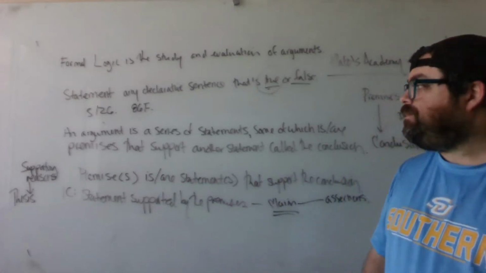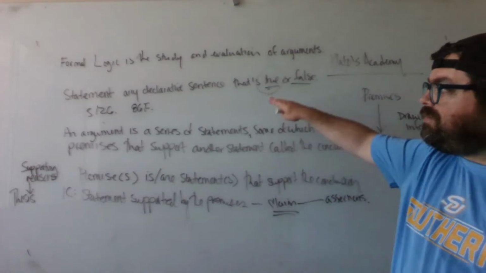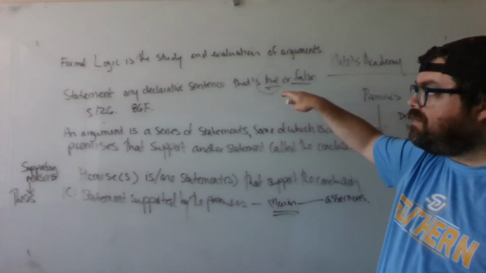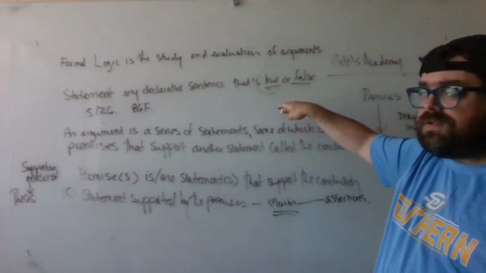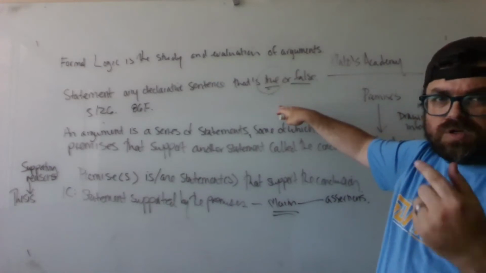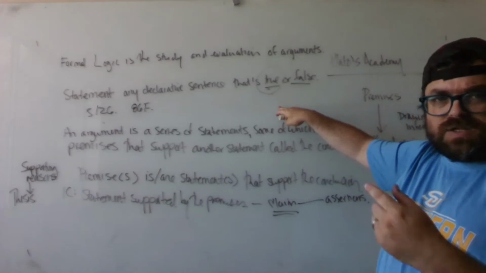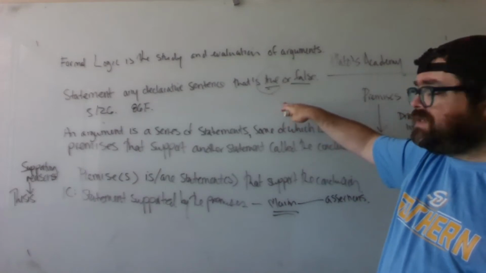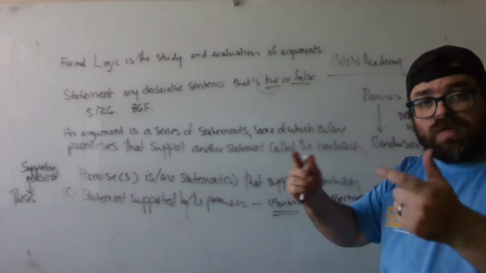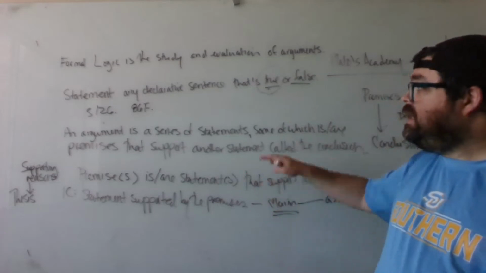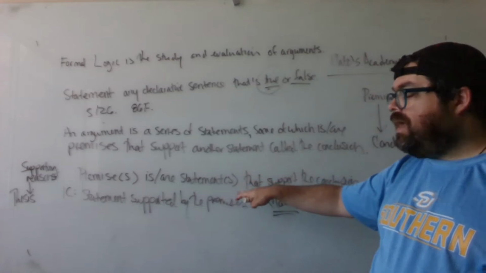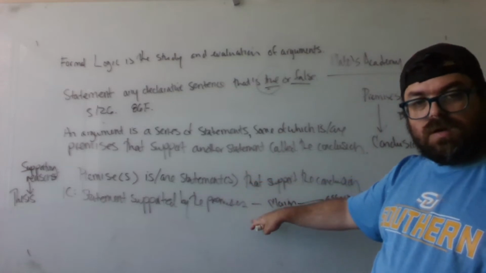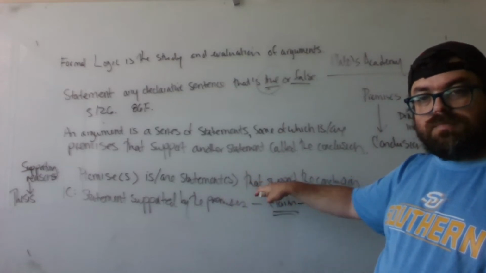But for right now, just to review, an argument is made of statements. Statements are the basic unit of analysis of all logic, right? We're not concerned about other forms of speech like poetry or poetic expressions or song lyrics. We're only concerned about statements that are truth apt, right? That are true or false. And then an argument is made of premises that support the conclusion. And then the conclusion is that which is supported by the premises.